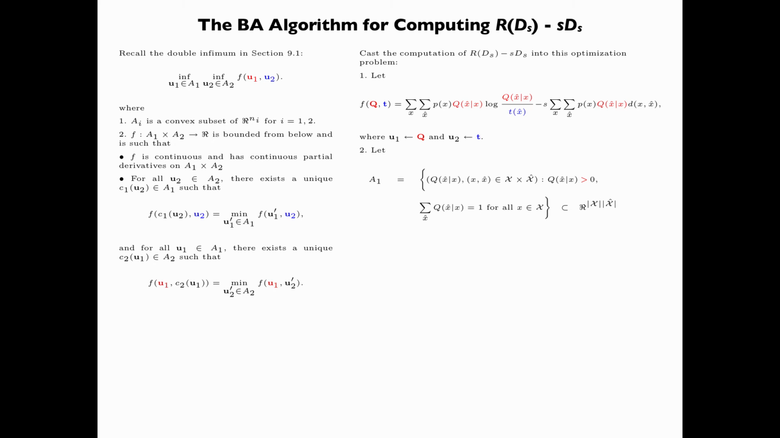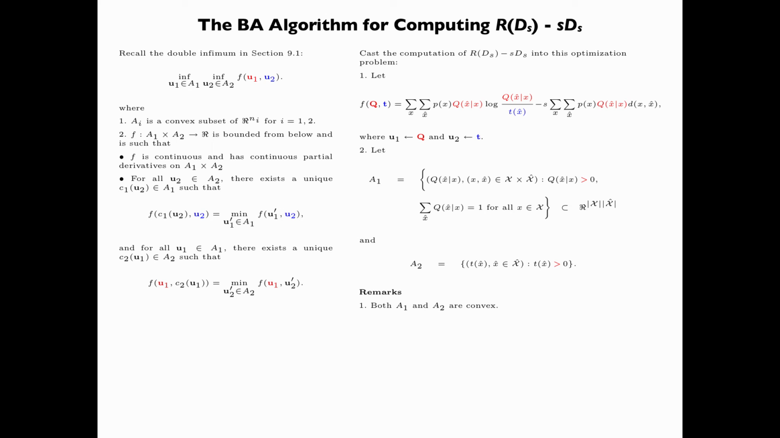Let A1 be the set of all transition matrices Q such that q(x hat given x) is strictly positive and the summation over x hat of q(x hat given x) is equal to 1 for all x, where A1 is a subset of the Euclidean space of dimension equal to the size of alphabet X times the size of alphabet X hat. And let A2 be the set of all t such that t(x hat) is strictly positive. We now verify that with this choice of f, A1, and A2, the requirements in the double infimum problem are satisfied.